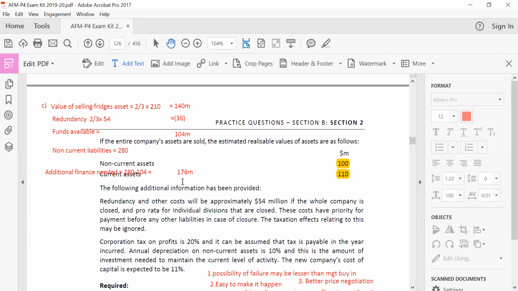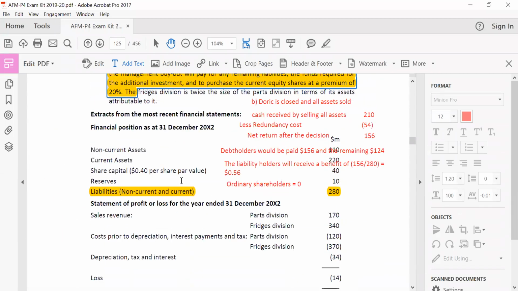Okay, let's make a move. They said that there's going to be a part used in paying for the management buyout. So let's estimate that value, the part to be used in estimating the management buyout.